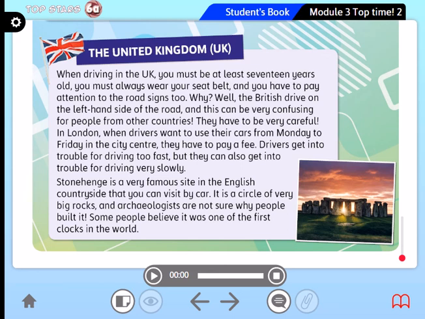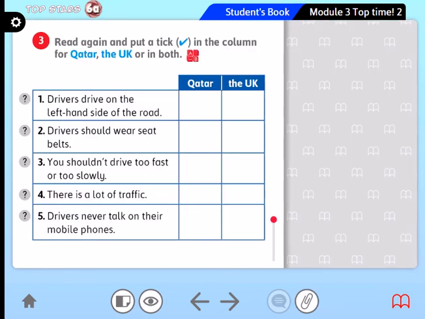Now, my dear students, let's answer the question. Do people in Qatar drive on the left-hand side of the road? No, they don't. They drive on the right-hand side of the road. Very good. Now let's move to activity number 3. Read again and put a tick in the column for Qatar, the UK, or both. Number 1.